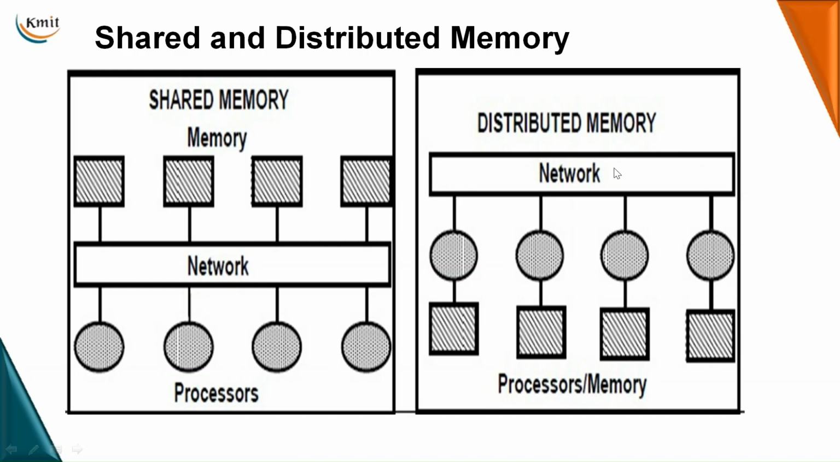In case of a distributed memory, each processor has its own local memory, and they don't have any shared memory. So the communication between the processors takes place by means of a message passing system. This is the concept of distributed memory. The multiprocessor system implements the concept of both shared memory and distributed memory depending upon the requirement. So these are the characteristics of multiprocessor systems.